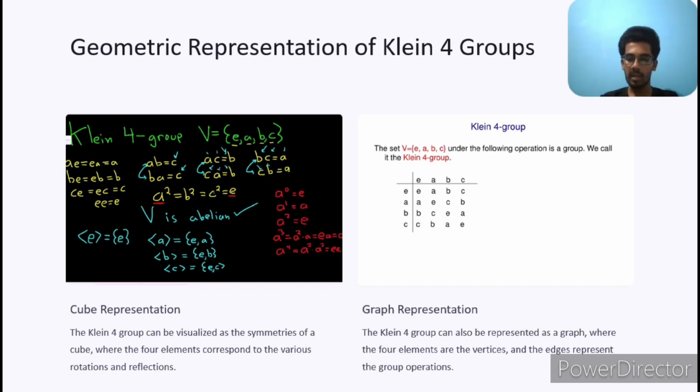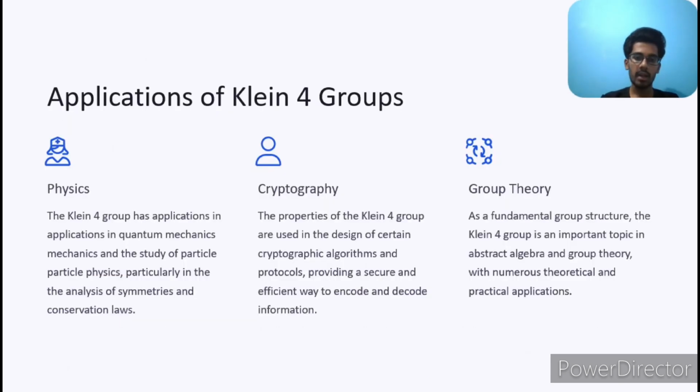Graphic representation. The Klein 4 group can also be represented as a graph where the four elements are the vertices and the three edges represent the group operations. Let's move to the next topic.